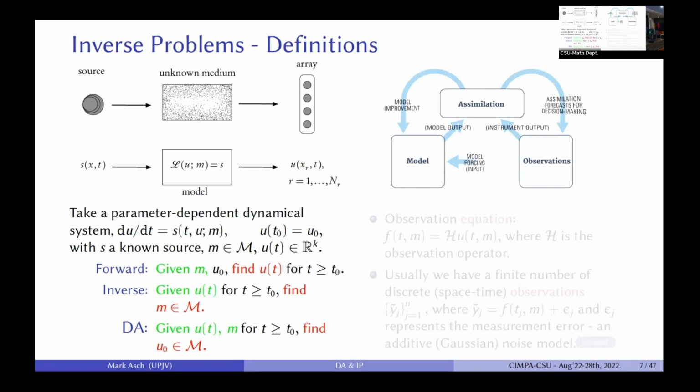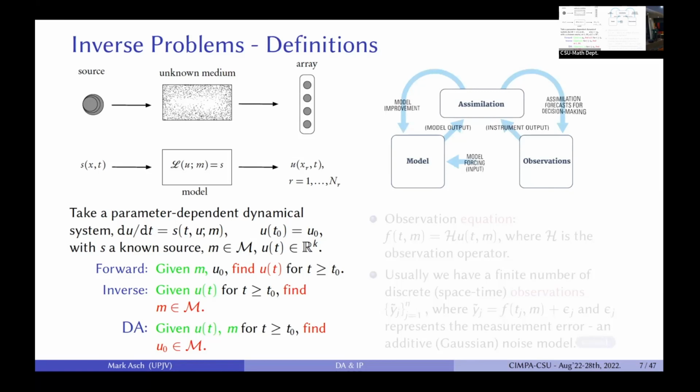So in terms of mathematics, I have a source function S of x and t, which goes into the model. I can call it L, whatever, which depends on U, the unknown, and M, the model parameters, and it's excited or pushed by the source. And I get the solution U at x_r, r for the receivers in the array.